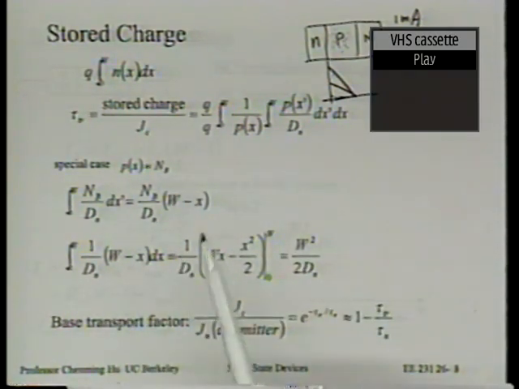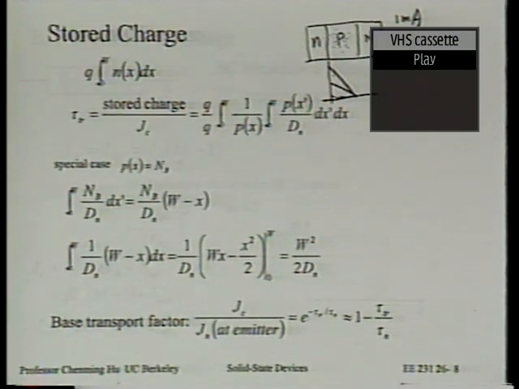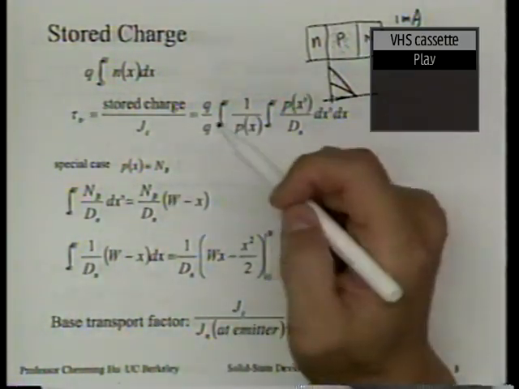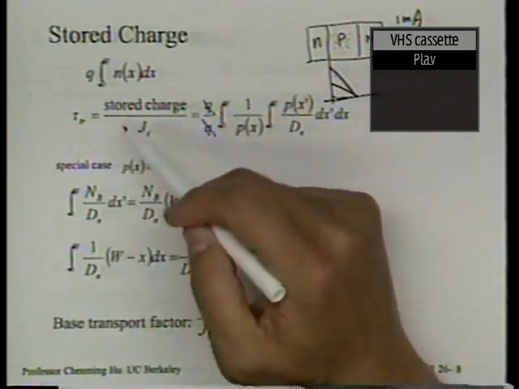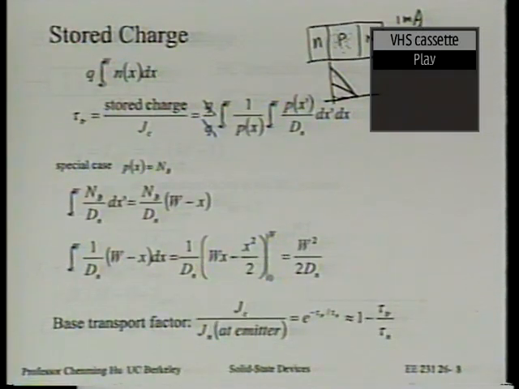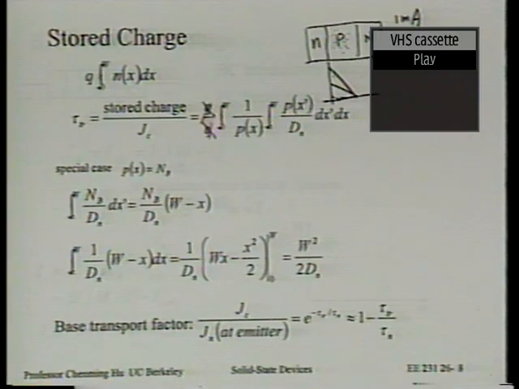It's not even a function of the emitter base bias, because both the stored charge and the collector current are exponential functions of qV_BE over kT. So that drops off. This is a general expression for it, and q would also cancel out, by the way. Both these two terms have a q in front, so they also cancel out. Okay, so we'll just take this away. So that's the expression for the transit time.